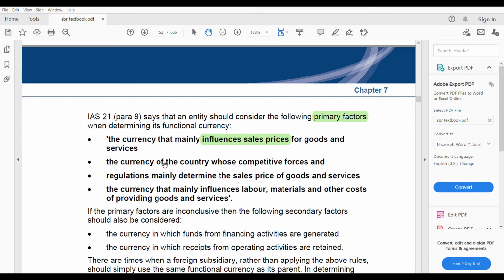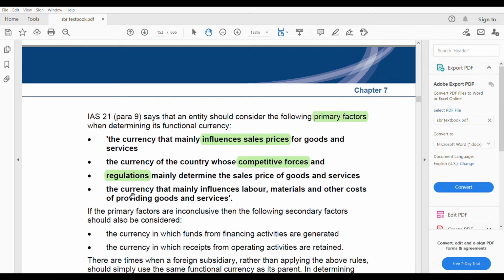Next, we have the currency of the country whose competitive forces and regulations mainly determine the sales price of goods and services. So their competitive forces and regulations determine the sales price of goods and services.